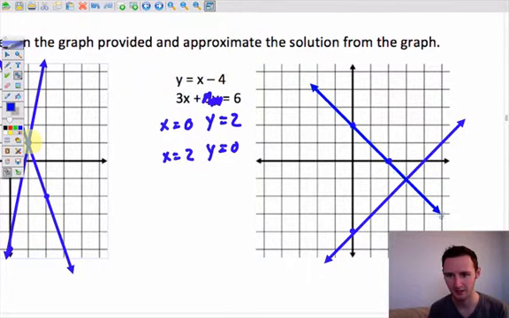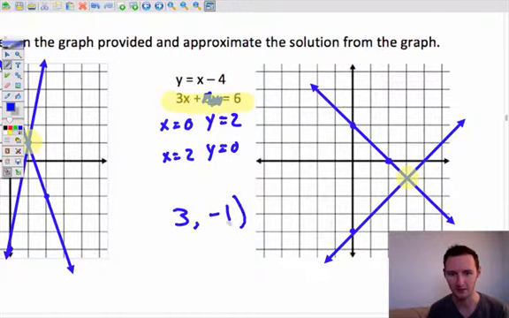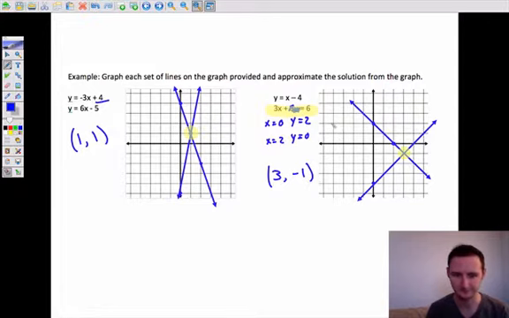And if you need to look back at Unit 1 a little bit to refresh yourself on how to graph something like that, then please feel free, or ask me in class. But again, that's not really the focus. The focus is looking for where the actual solution is. In this case, our intersection is right here. That's the only shared point between these two lines: at (3, -1), or x equals 3, y equals -1.